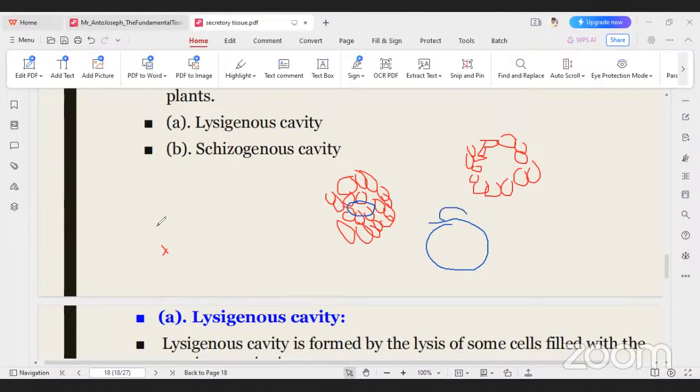That means the cavity is surrounded by common surrounding cells. In this cavity there is no lysis, the intercellular space just increases gradually. But here lysis occurs. So that is the difference between lysigenous and schizogenous cavity.